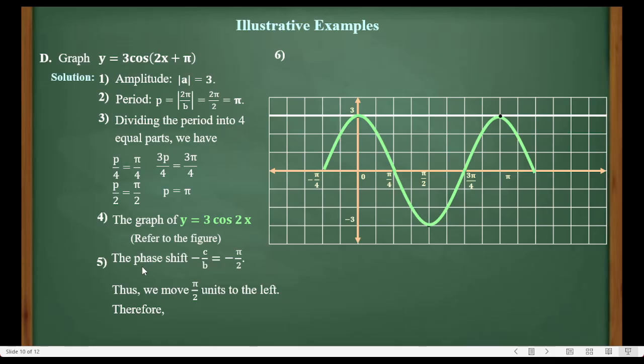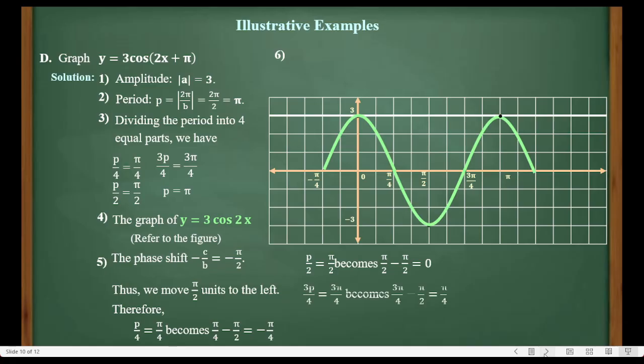Now, going back to number 4, each of the 4 parts of the period is to be adjusted by pi over 2 units. So we're going to subtract each of these 4 values by pi over 2. So for pi over 4, it becomes negative pi over 4. For pi over 2, the value becomes 0. And 3 pi over 4, the value is pi over 4. And for the period, the value from pi becomes pi over 2.